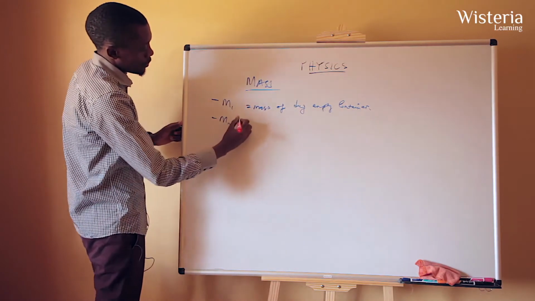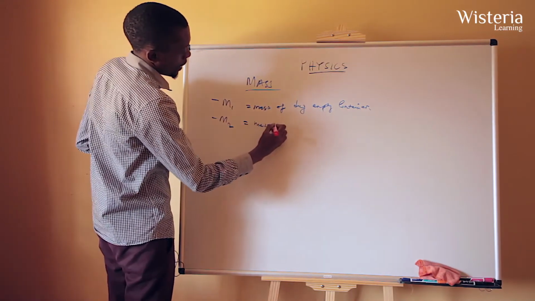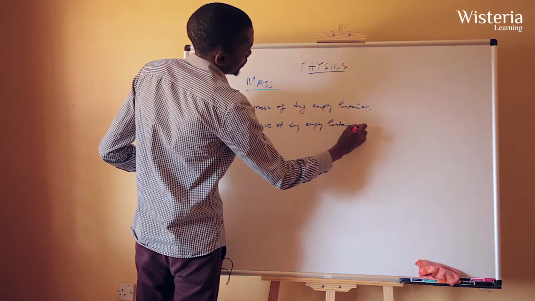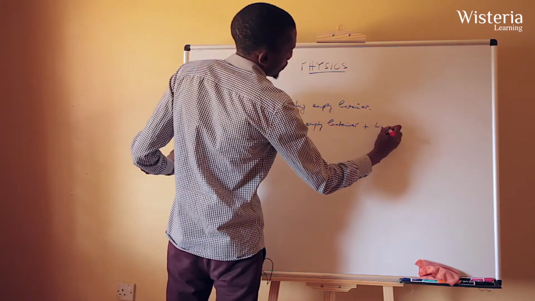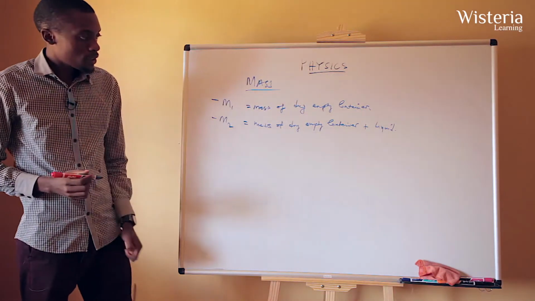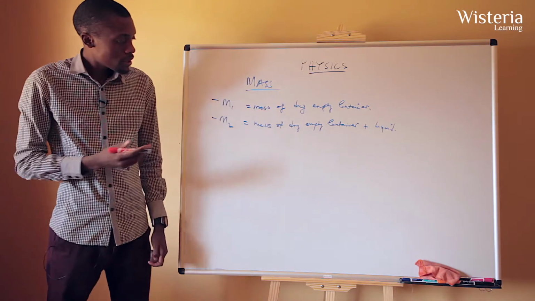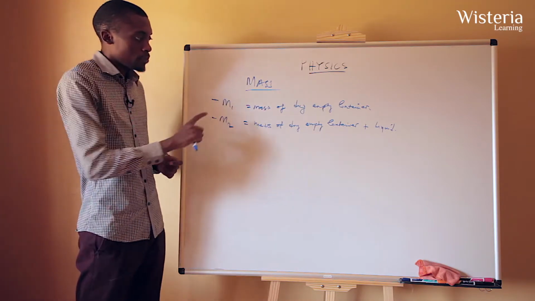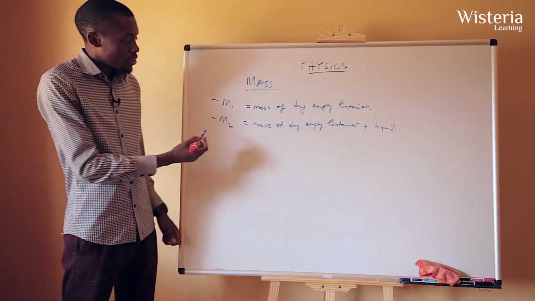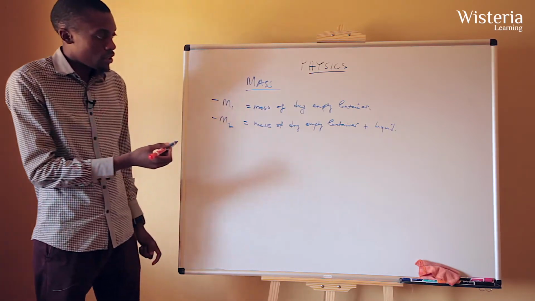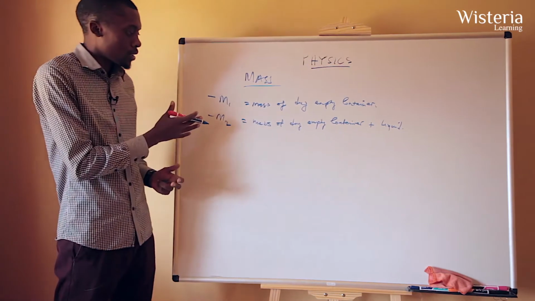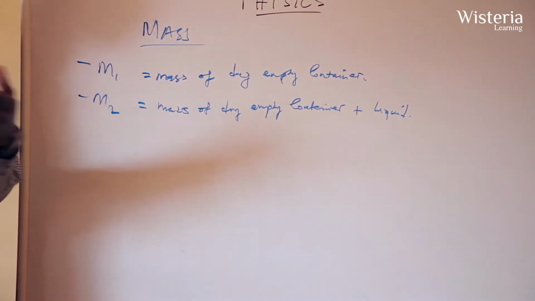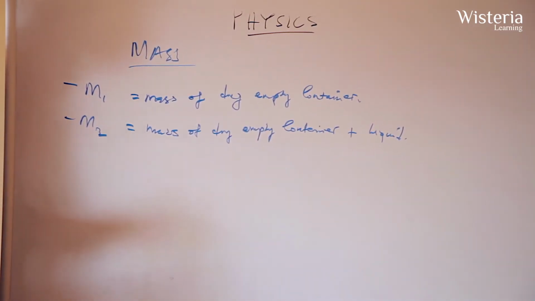So M2 is simply the mass of the dry, empty container plus the liquid in question. An emphasis: once we put our dry, empty container on a beam balance, we are recording the mass of the empty container alone. And once we record M2, which is after pouring the liquid into that measuring container and placing it on a beam balance, we are recording the mass of the empty container and the liquid itself.